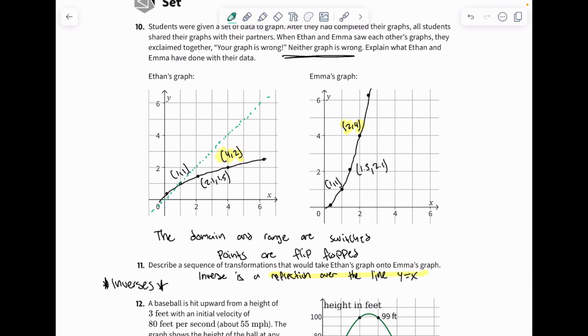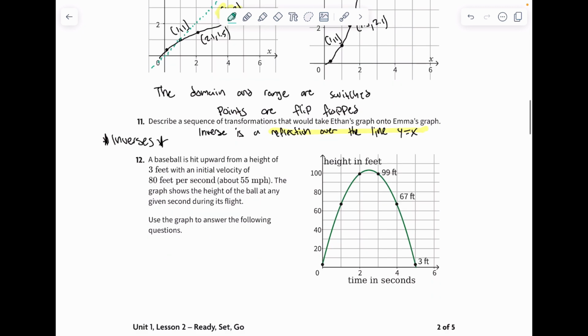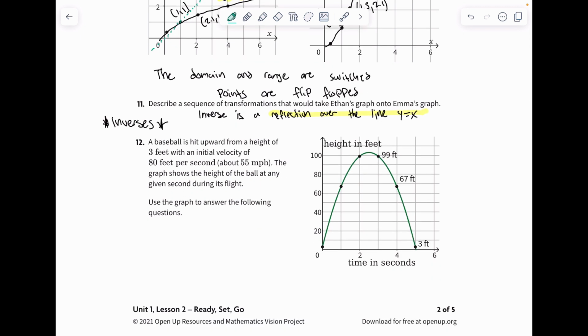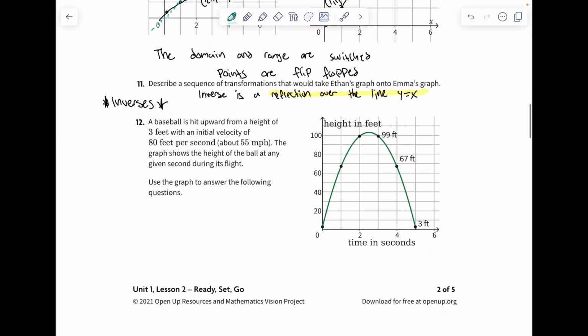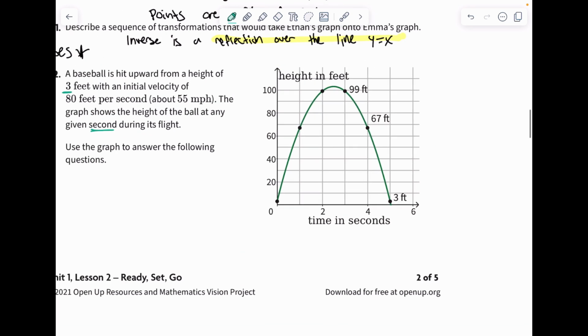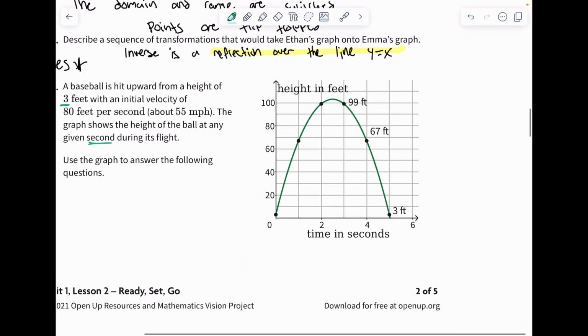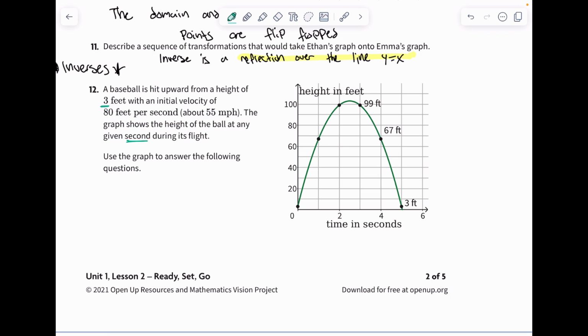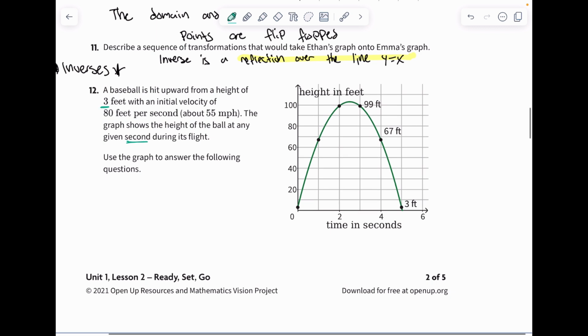Let's talk about 12. A baseball is hit upward from a height of 3 feet with an initial velocity of 80 feet per second. The graph shows the height of the ball at any given second during its flight. So without talking about any of the questions yet, let's talk about what we see. What are we seeing here? This is the baseball.